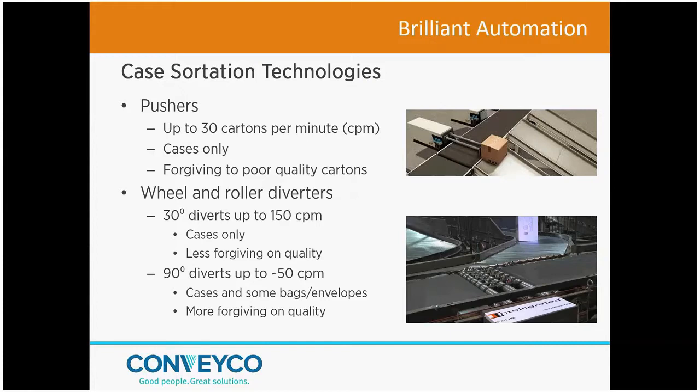Then its cousin is the 90-degree pop-up roller diverter. The rollers divert product 90 degrees from the sorter, and can handle approximately 50 cartons per minute. The pop-up rollers are more forgiving than the 30-degree wheels, and they can handle some poly bags if they're somewhat firm. They can handle a wider range of cases than the wheel diverters, and they can handle some envelopes.